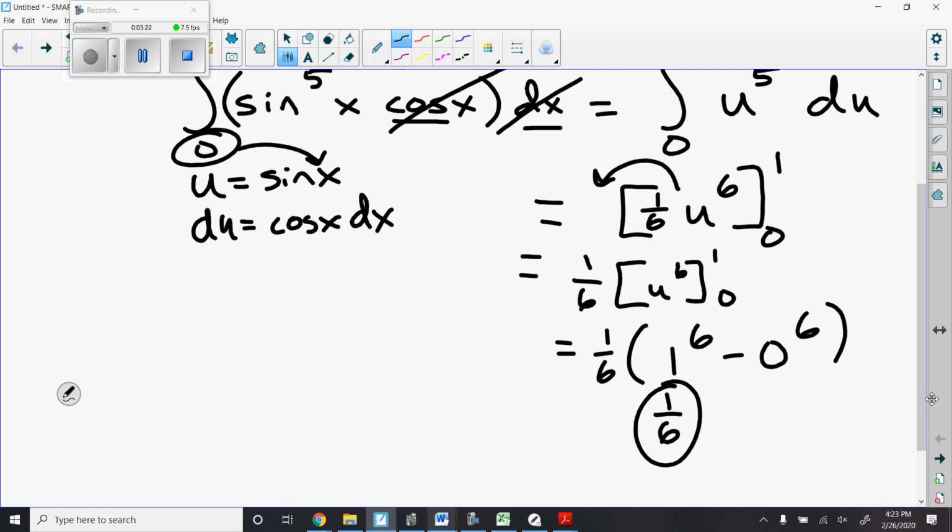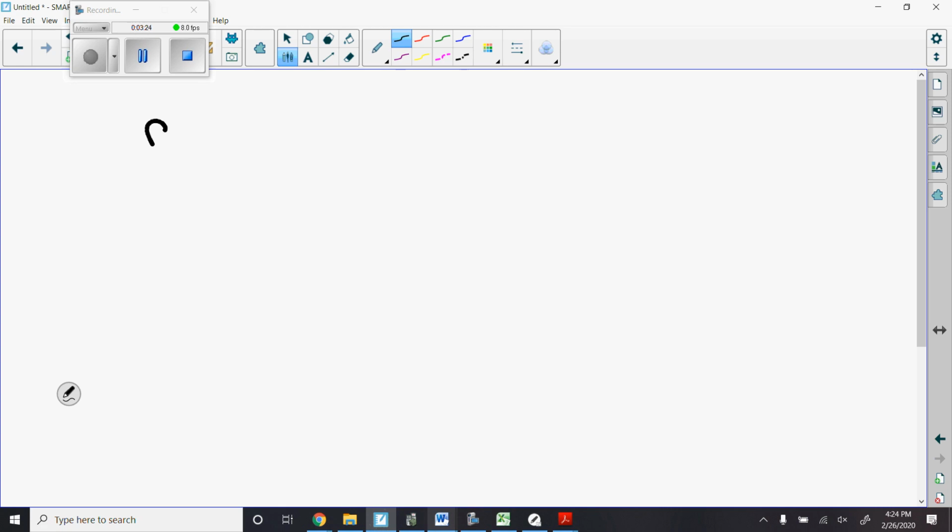Next one. Now, when we look at this problem, this looks like a classic u substitution, right? That's what a lot of people think here.